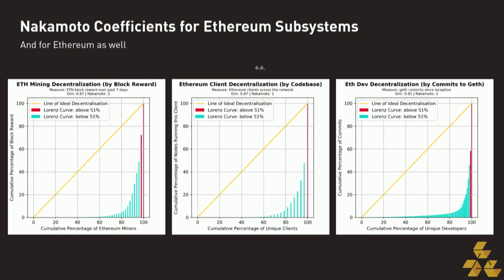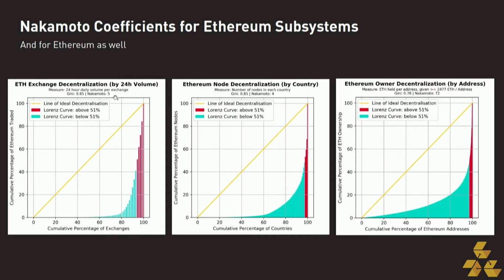We can do the same thing for Ethereum. So at least over this 24-hour snapshot, there were 2 miners that had the majority of the block reward. This varies actually a great deal. With clients, again, Geth, 1 client, has the majority, more than 51% of nodes running it. There are 2 developers that have more than 51% of Geth commits, again, at the time of the snapshot.